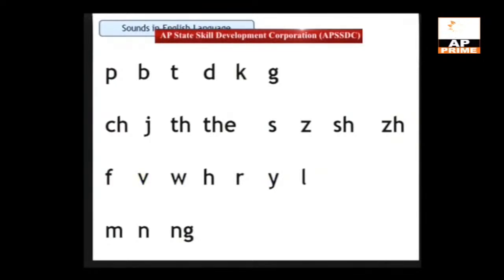Second line, CH is pronounced as ch. So it's ch, j, th, the, s, z, sh, j. I repeat, ch, j, th, the, s, z, sh, j.